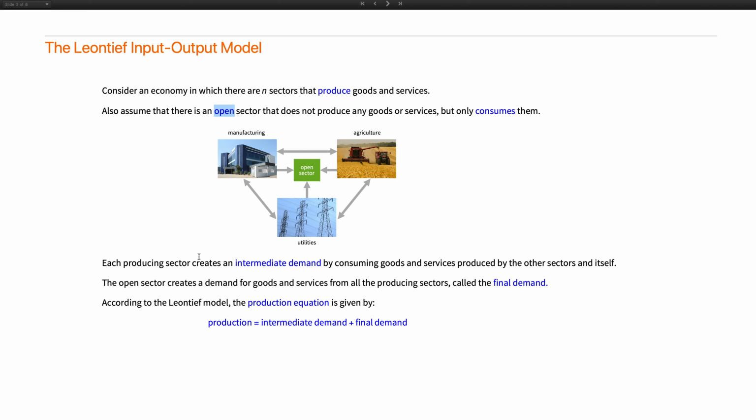Now, of course, each producing sector itself will create an intermediate demand by consuming goods and services produced by other sectors and itself. And the open sector will create a demand for goods and services from all producing sectors, and that's called the final demand. So we have the intermediate demand and the final demand. According to the Leontief model, the production equation is: production equals intermediate demand plus final demand.